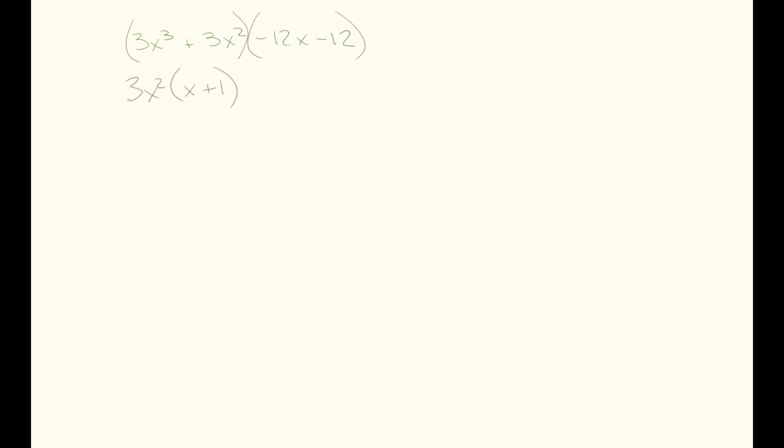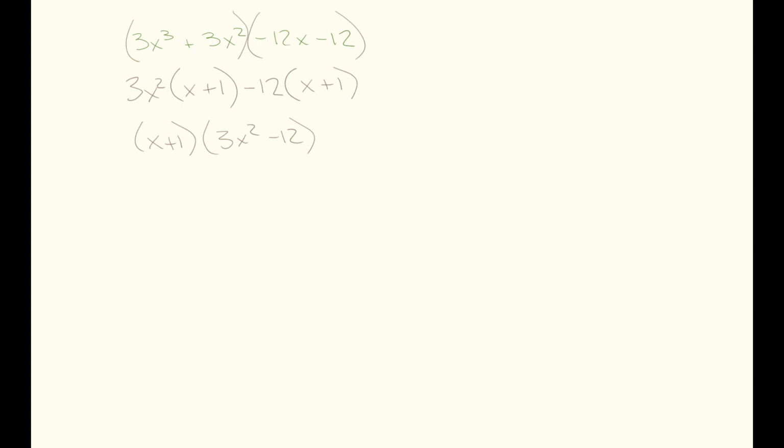Now, what can I pull out of the second set of parentheses? You have a negative 12 that you can pull out. If I did that, I'd be left with x plus 1 because negative 12 times x is negative 12x and negative 12 times 1 is negative 12. Now you're going to bring what's in parentheses together and what's outside of the parentheses together.